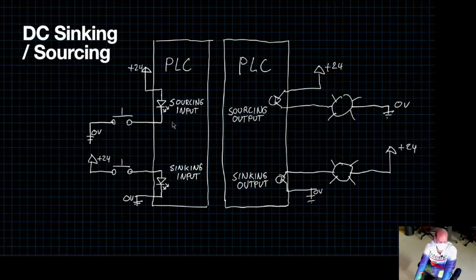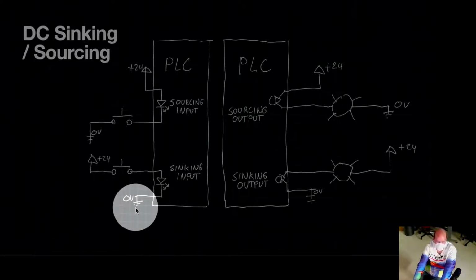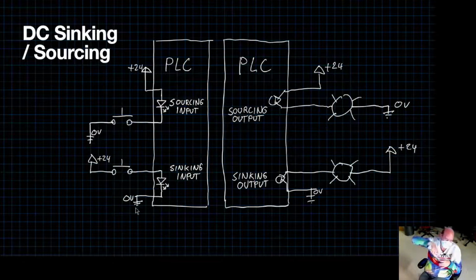Whereas on the inputs, the optocouplers, these LEDs, they tend to wire them in both directions. So there's a pair of LEDs, one wired one direction, one wired the other direction. So you can wire the other side to a common wire. So your common wire would be either plus 24 or 0 volts. And then that group of inputs will all either be sinking inputs or sourcing inputs. Is that a question? Just scratching your head?